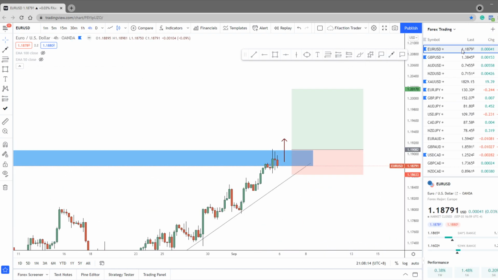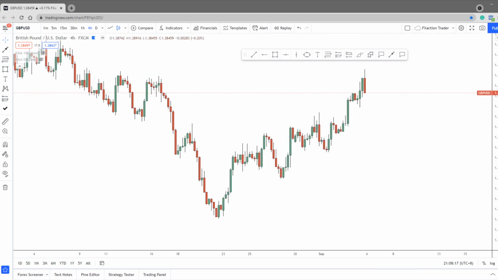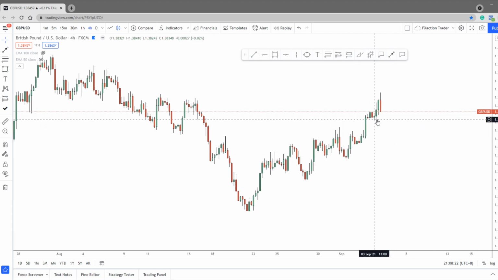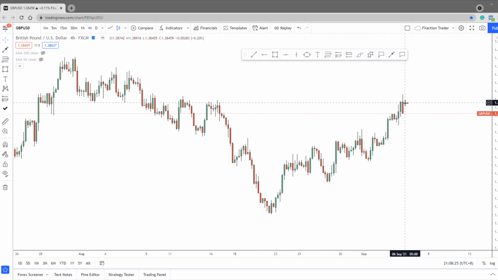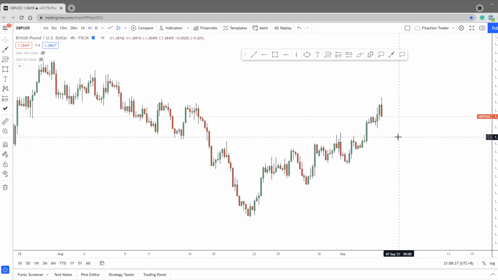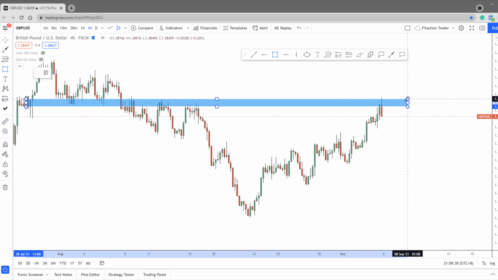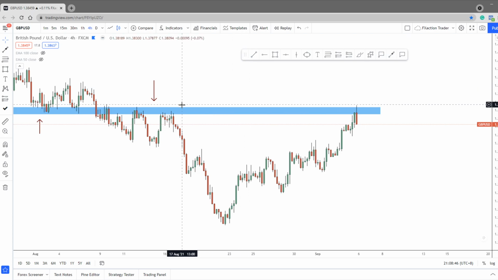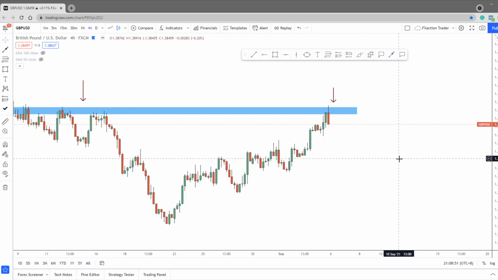All right, so let us move to the next pair, the Pound Dollar. On H4, we can see that the market has started to go down. In other words, the bearish momentum has begun to move into the market. This area was previously a support area that turned into a resistance area, and the market went into the zone and got rejected last week.